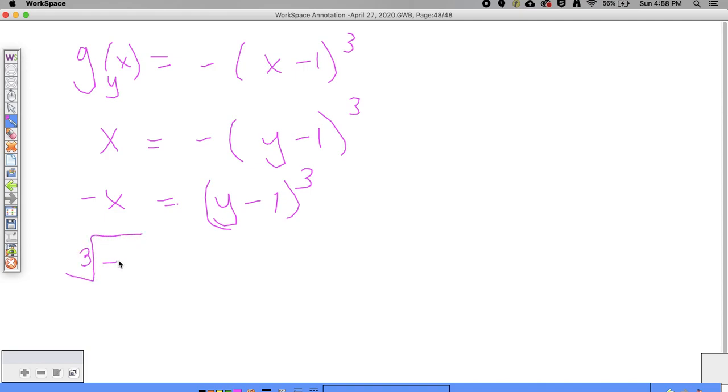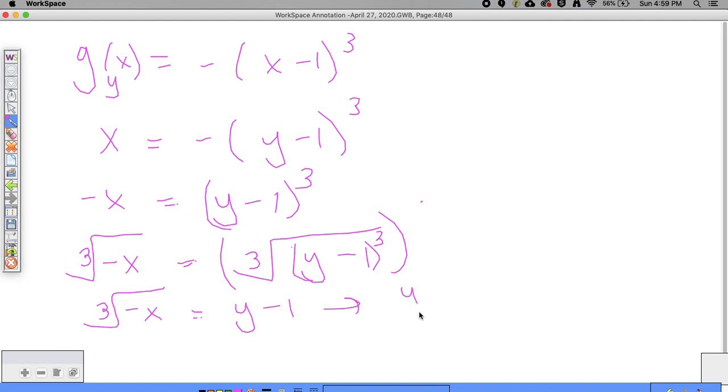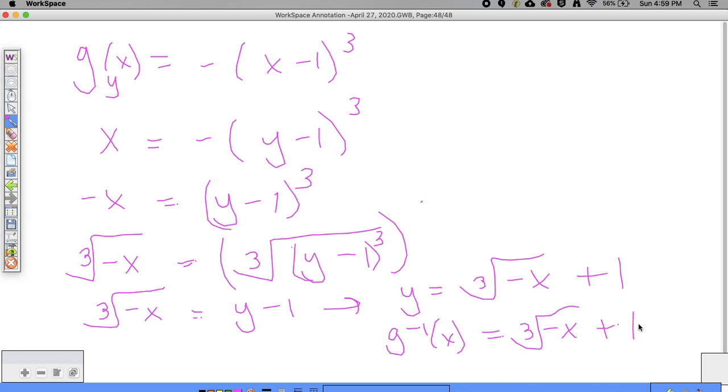So we have the cube root of negative x is equal to the cube root of y minus 1 cubed. It should be more like that, but it doesn't matter because everything works itself out. And what they're doing is physically undoing each other. So we have y minus 1, and now we can say that y is equal to the cube root of negative x plus 1. And that should be g inverse of x is equal to the cube root of negative x plus 1.